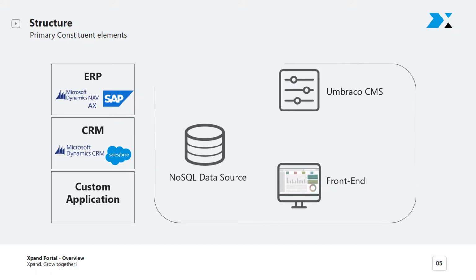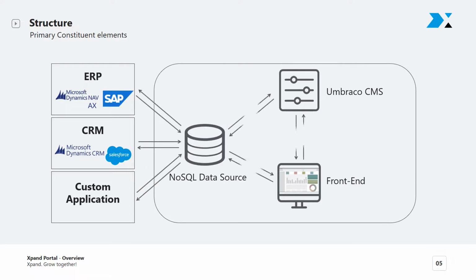During communication between the portal, which is a combination of the data source, CMS and frontend, and an external system, data can be transferred in both directions, from the external system to the portal and from the portal to the system. And now, without going into details, I'm going to show you how CMS and frontend of Xpand portal look like.